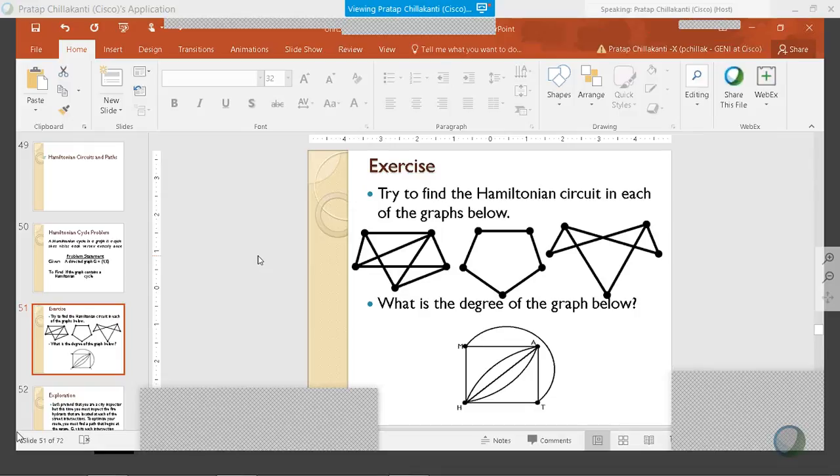The second part of the exercise is more for fun because we need to know some definitions, right? So what is the degree of the graph that I gave you below? That is the second part. So the time starts now. Take about 10 to 12 minutes. If somebody answers well before then, we keep moving on. Okay, your time starts now, and I will go on mute.